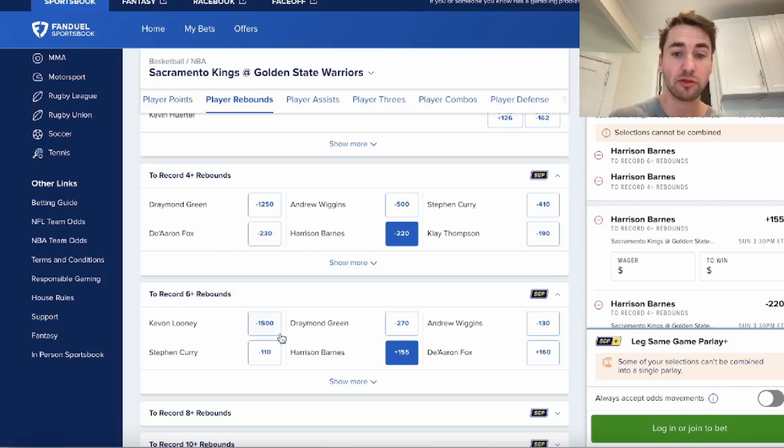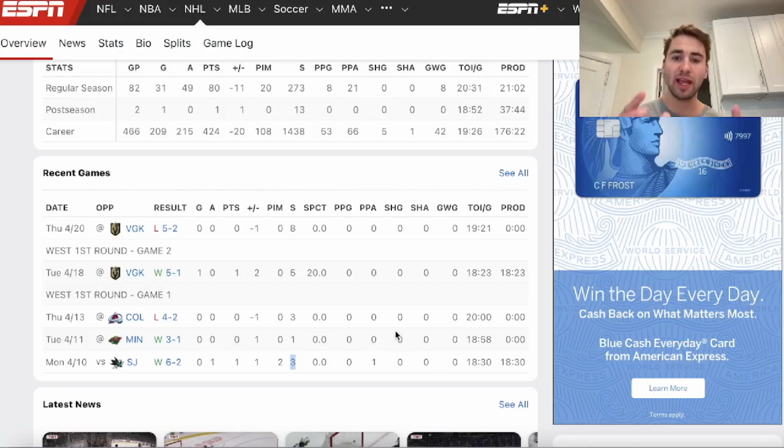Harrison Barnes, 6+ rebounds is plus 155. So these jumps, even just these half of a rebound jumps, are really impactful in terms of the odds, right? And for the reason we just explained with Kyle Connor, right? His distribution is centered around 3 shots on goal. He has 3 shots on goal in probably 25% of his games.